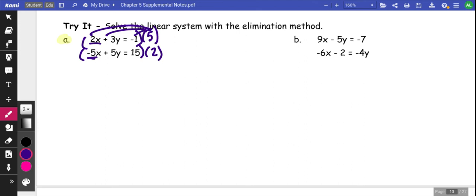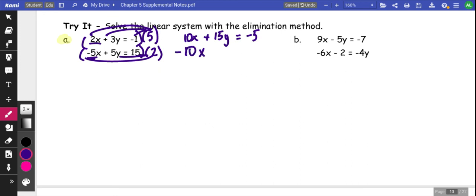Okay, so I've got over here this first one, I'm multiplying everything by 5. Everything in this first equation by 5, so I've got 5 times 2x, I get 10x. Okay, 5 times 3y, I get 15y. 5 times -1, I get -5. Okay, same thing with 2. I'm multiplying each one of these terms by 2. So 2 times negative 5x, I get negative 10x.